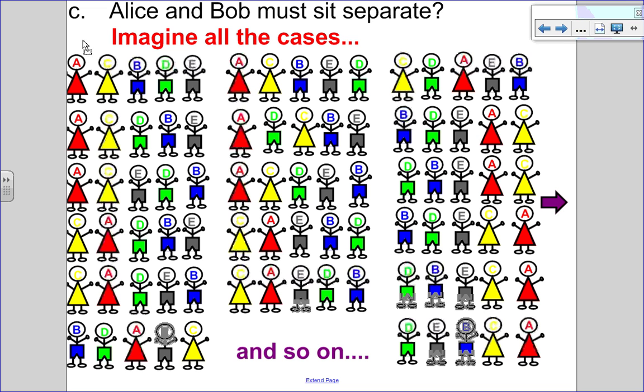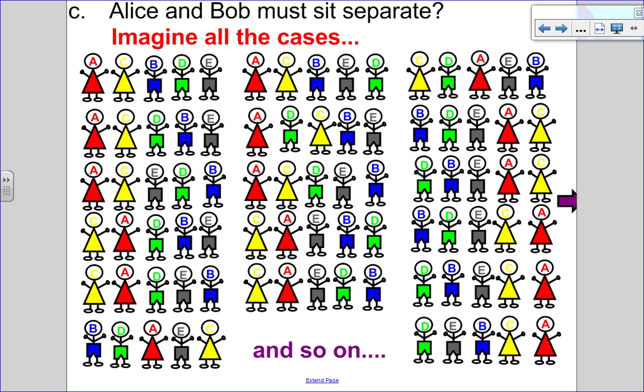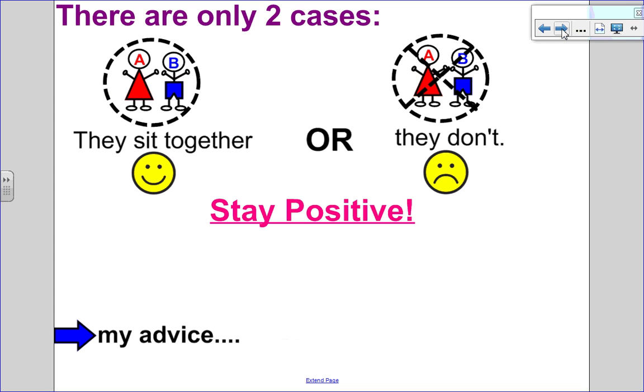So let's say Alice sits here in the first position. Well, then Bob can't sit beside her. He could maybe sit here, or he could sit here or here. Or imagine if Alice sat in the first position, he could sit in the fourth position or the fifth position. Like, we have so many different cases, actually too many cases to solve. So we're not going to solve it that way. When it comes right down to it, there's only two cases. Either Alice and Bob sit together or they don't.